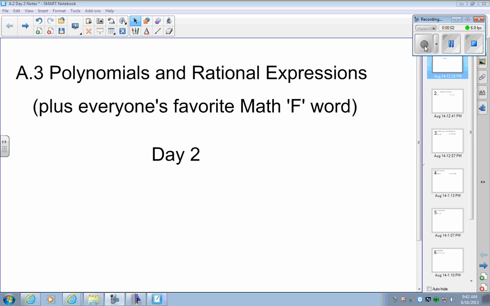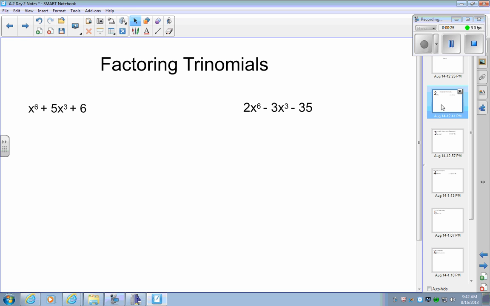Okay, let's keep going with this same section again, hitting on everybody's favorite math F word, factoring, for another day. Yesterday might have been a little bit of review. Today we're going to ratchet it up with exponents and difficulty. So now we're starting to get into the extension of Algebra 2 type material. Let's look at a couple examples here.